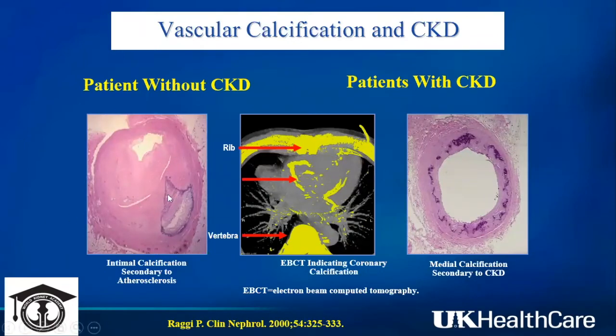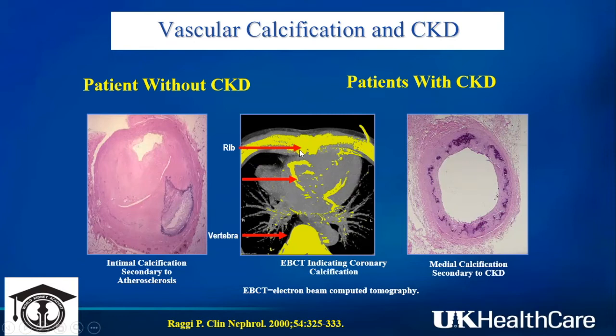So in patients without chronic kidney disease, they can have calcification, and this calcification usually happens inside the intima, because usually there is a plaque, and this plaque ruptures because of the atherosclerosis, then there is a calcification in the plaque. But in CKD patients, the calcification process is different because it happens in the medial layer, in the muscle layer, in the smooth muscle cells.